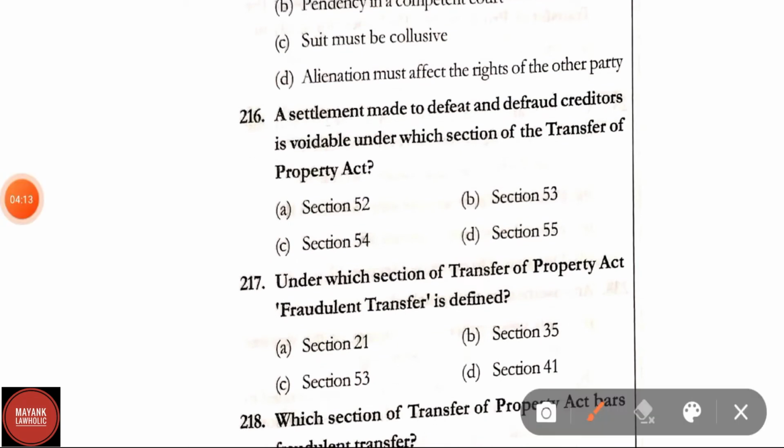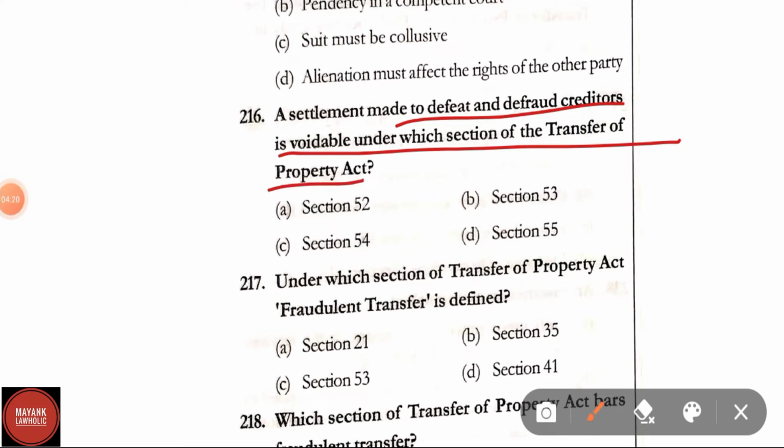Question number 216. A settlement made to defeat and defraud creditors is voidable in which section of TPA? Options are section 52, 53, 54, 55. Correct answer is option B, that is section 53.